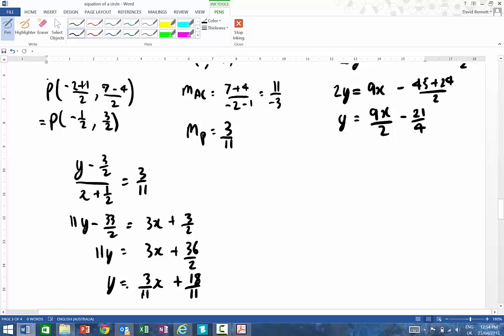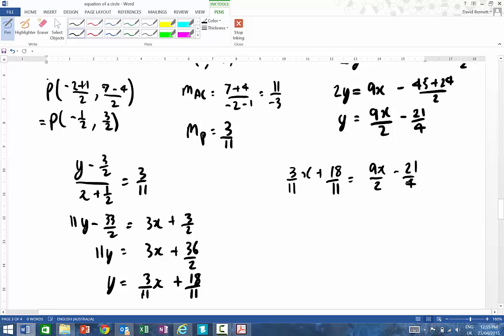Now, obviously to find the point where those two lines meet, I've got to solve this simultaneously. So I can do it on my calculator, or what I can do is put these two equations and make them equal. So they're going to be equal: 3 on 11x plus 18 on 11 is equal to 9x on 2 take 21 on 4.